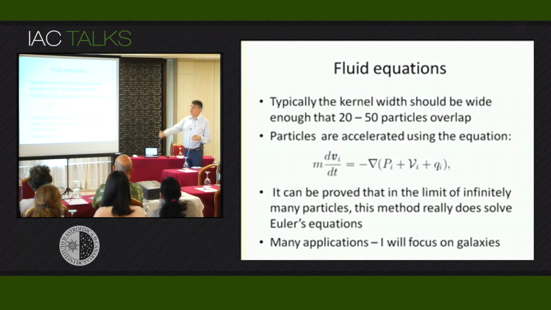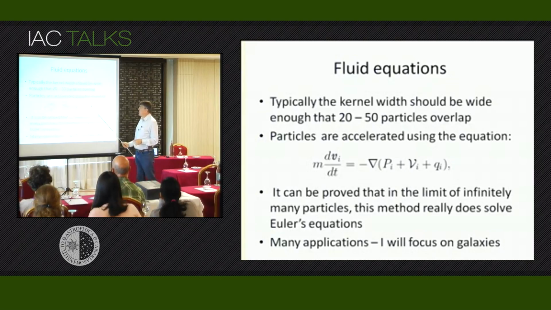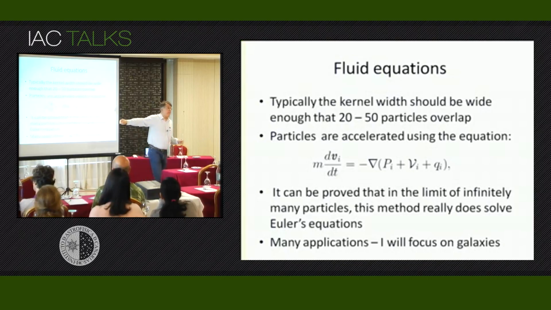Typically, the kernel width is chosen so that you've got between 20 and 50 particles overlapping at any one point, so that you've got a nice definition of all these fluid quantities. And then you accelerate the particles according to the gradient of the pressure that you've just defined. As I said, I've told you how you can calculate the gradient of the pressure and the gradient of the gravitational potential, and you still need to put in this artificial viscosity, which you also have to compute if you're going to do the shocks right.